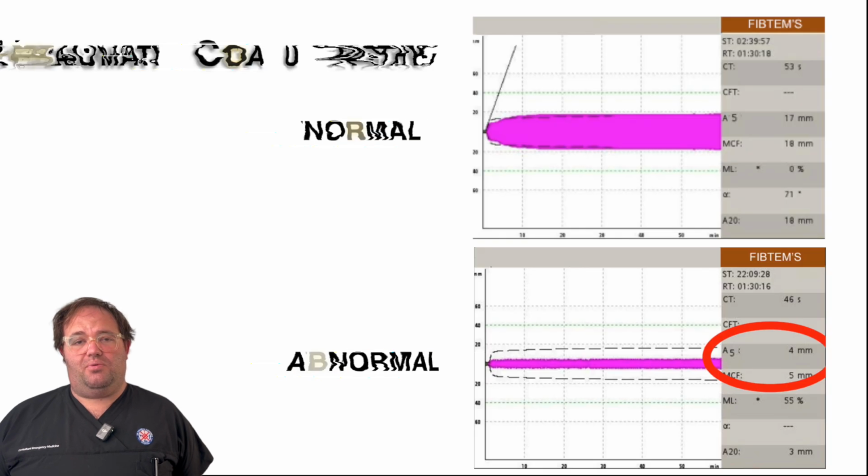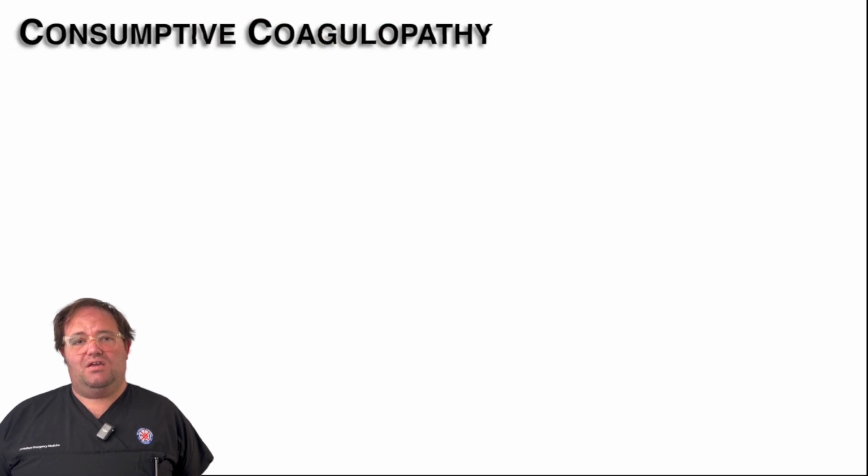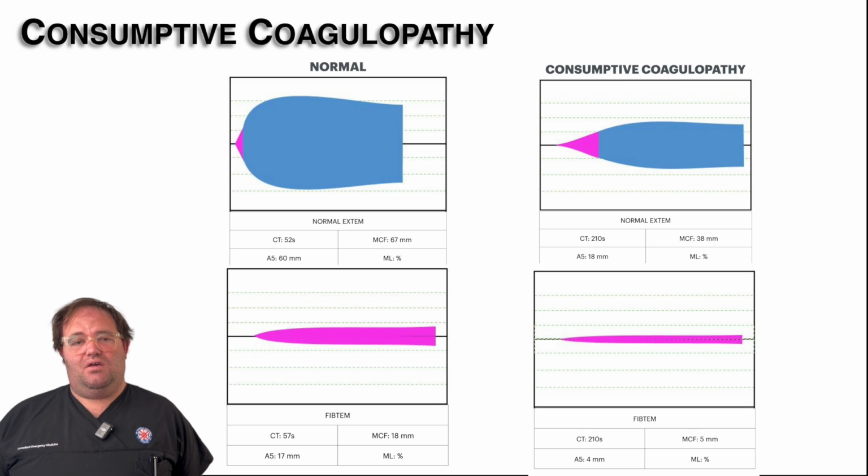Let's review some patterns you may encounter in ROTEM interpretation. First is traumatic coagulopathy. The hallmark of this is a reduced A5 in the FibTEM graph. These patients require fibrinogen quickly. Secondly is consumptive coagulopathy. They may have an extended clotting time and reduced A5 in the XTEM and the FibTEM.